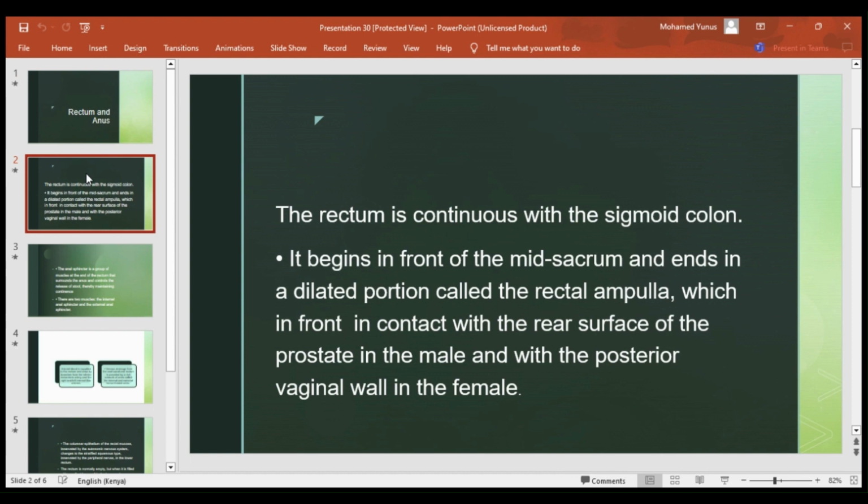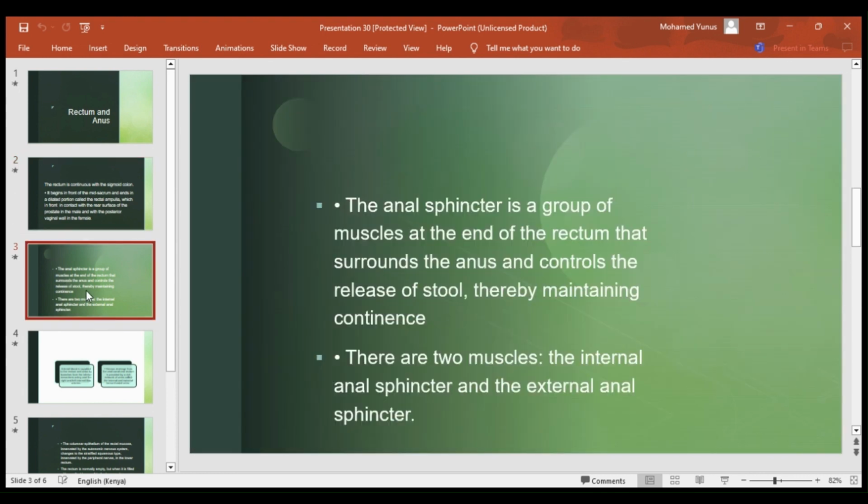We find that the rectum is continuous with the sigmoid colon, and it begins in front of the midsacrum and ends in a dilated portion called the rectal ampulla. This rectal ampulla is in front, and it's in contact with the rear surface of the prostate in males, and with the posterior vaginal wall in females.